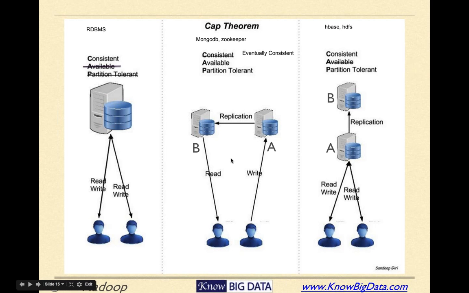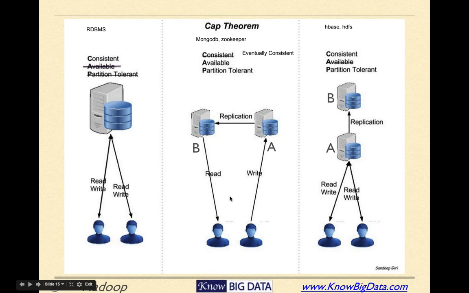All right. The only problem with the second diagram is it is not consistent. Why? Because all the users are writing to A, and if the same user who has written to A goes to read after half a millisecond, the read will be redirected to B, and the user will get the older data, because data is still getting transmitted from A to B. It's on the way.